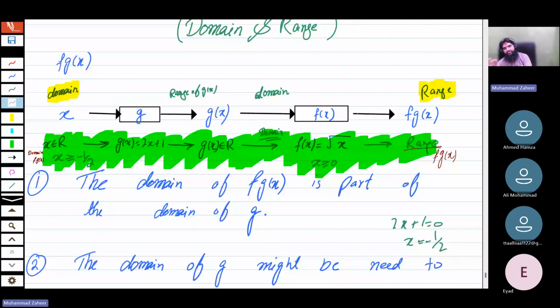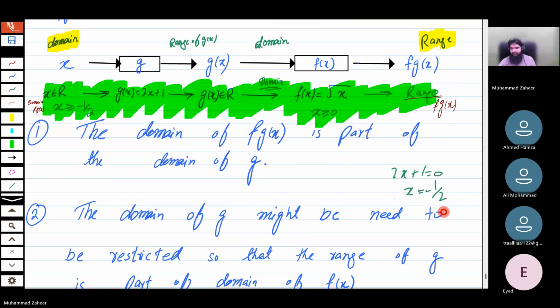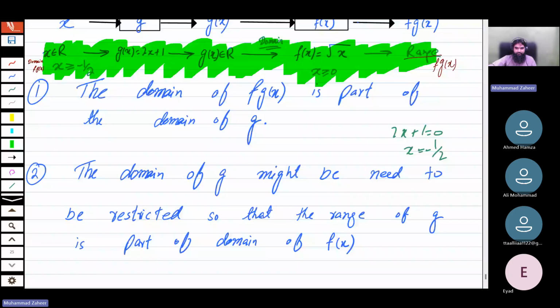Clear? The range is going to be the same. The range is the same as the range of f of x. All right. But the domain is going to be restricted, a smaller set. It will be exactly the domain of g of x, or sometimes there may be some restriction, like you cannot substitute all real numbers, you have to substitute the values that are greater than or equal to 0. Yes, everyone. Any questions?